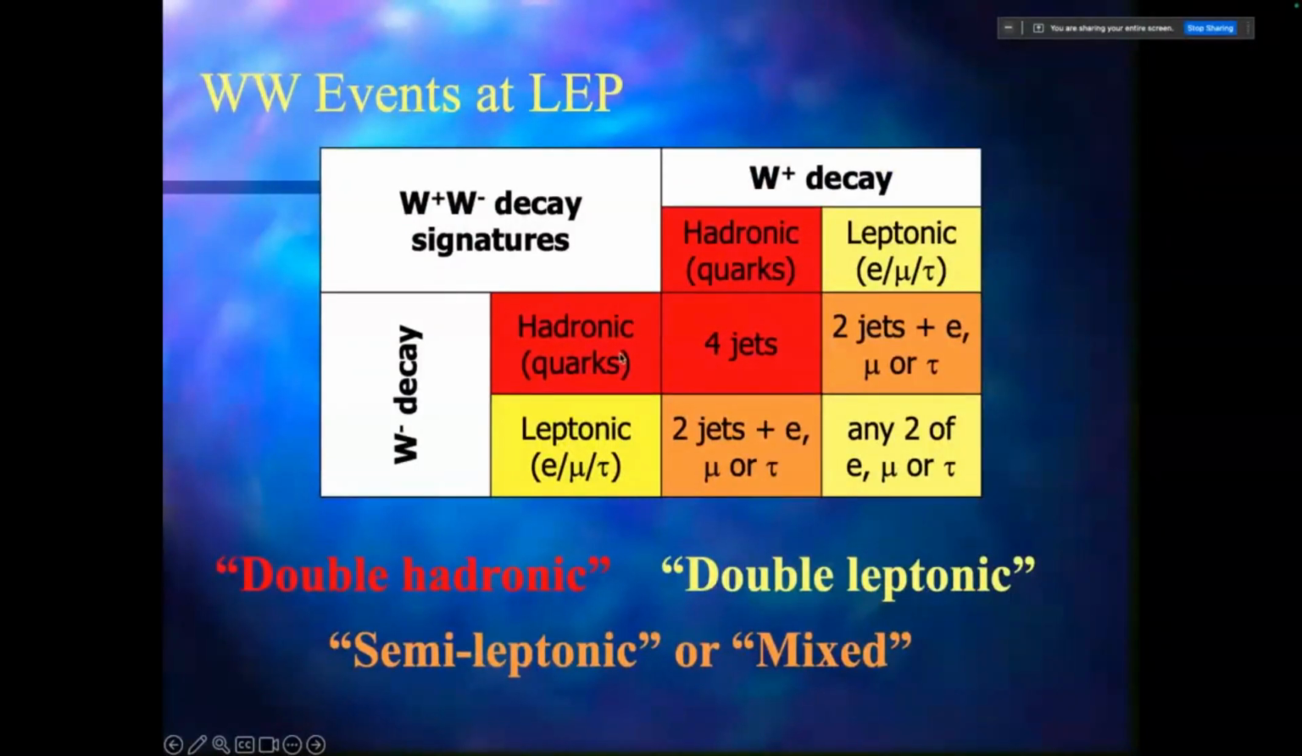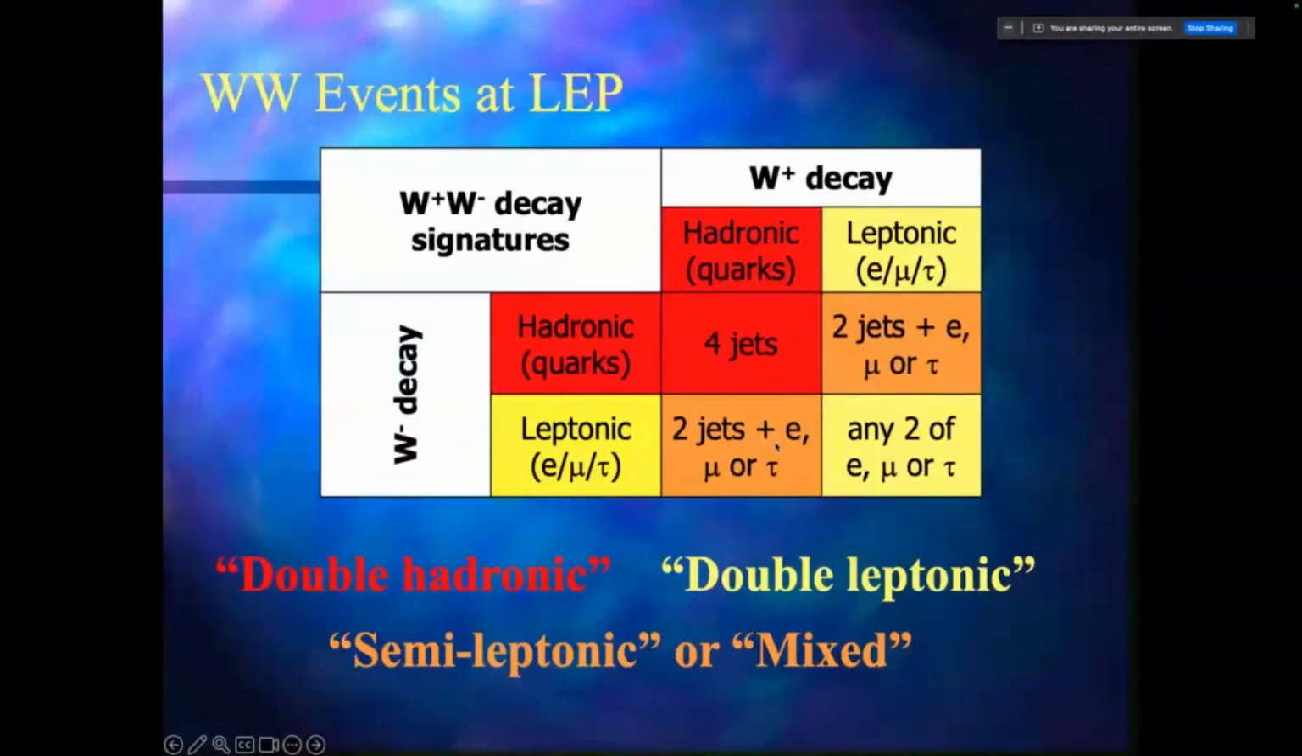So roughly speaking, you can imagine the different types of signatures that could happen. So you have one W plus and another W minus get produced, and then each of them can decay either hadronically or leptonically. So we have these two possibilities here, and then that turns into this grid here. So if both of them decay hadronically, then we'll have an event with 4 jets. That's called a double hadronic decay. If both of them decay leptonically, then that's going to be this little segment over here, and that's called a double leptonic decay. Or you could have that one decays hadronically and the other decays leptonically.